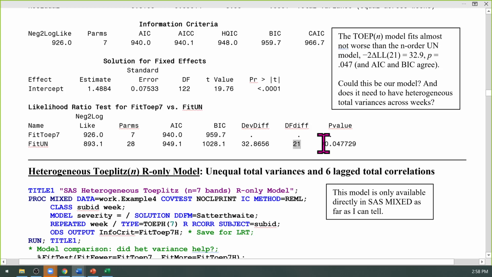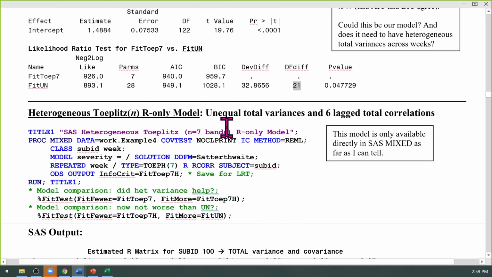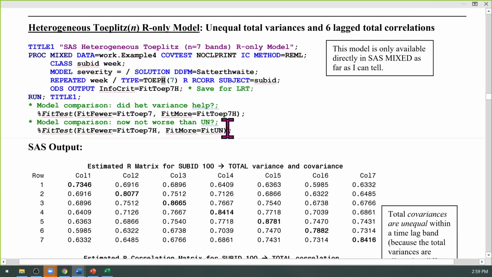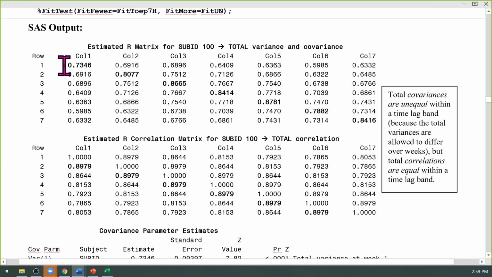That's what it's saying. So what about the variances? Well, my model said that all 7 variances are supposed to be the same number. What if they need to be different? Okay, I'll do that. Only in SAS. That's the only program I could find a Toeplitz heterogeneous structure in. So the key is the H. Adding the H to any structure in SAS gets you a version that has different variances over time. And so then each occasion now has a different total variance according to the model.